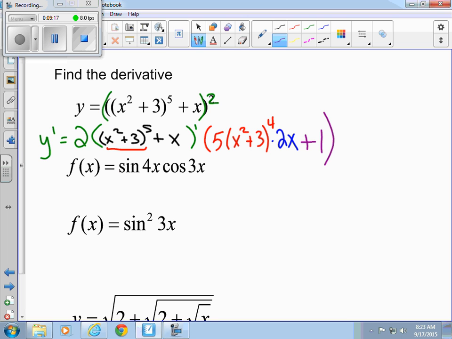So that was pretty nasty. I'm not going to simplify it. You could, but I'm not going to. Any questions about that derivative? So we don't have to take out like the x squared plus 3 at all? No, if you really wanted to do something, you could boil these together. But that is the derivative. What about 2x?